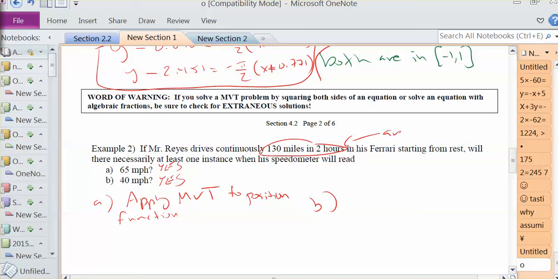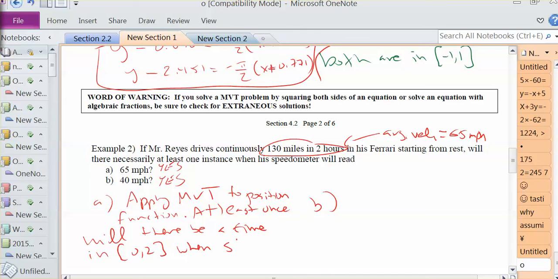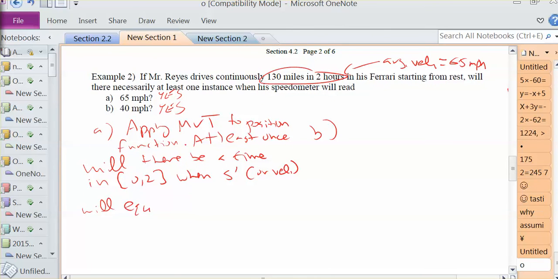And remember, average velocity here is 65 miles per hour. At least once, will there be a time in this interval when s prime, which is velocity, will equal f of 2 minus f of 0 over 2 minus 0, which we know to be 65? And s prime being the instantaneous velocity, right? Likewise for b, but in this case we're really applying the intermediate value theorem.